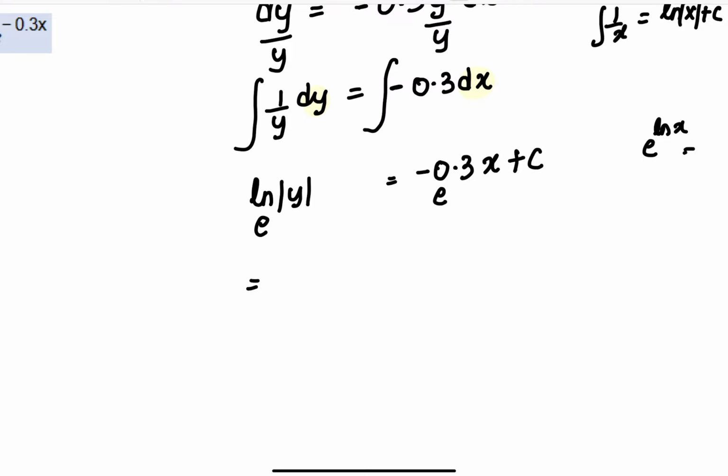e to the power ln x is x. So e to the power ln y is y. Again, this is logs from algebra. And this is nothing but e to the power negative 0.3x times e to the power c. Remember, when I add the powers, that means I'm multiplying the bases.